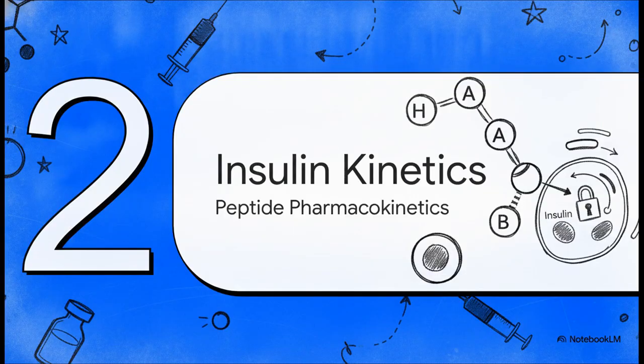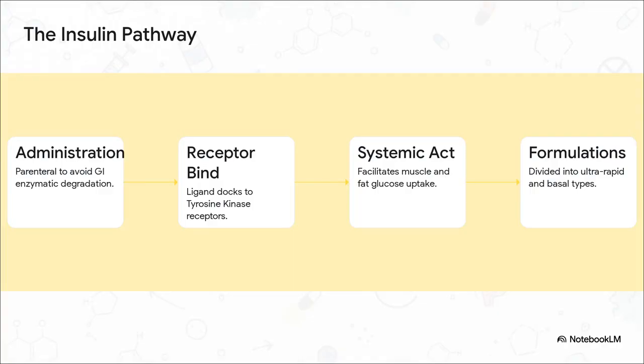Moving on to Section 2, Insulin signaling and formulations, peptide pharmacokinetics. Getting strictly into the mechanics of exogenous insulin delivery, we really have to understand its fundamental structural limitations. Understanding these structural limitations is exactly what builds our clinical protocols. Because insulin is a peptide hormone, its very structure mandates a parenteral route, usually subcutaneous. If you were to give it orally, it would just get completely chewed up and degraded by GI enzymes.